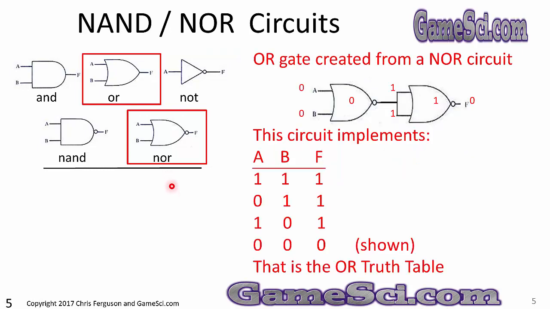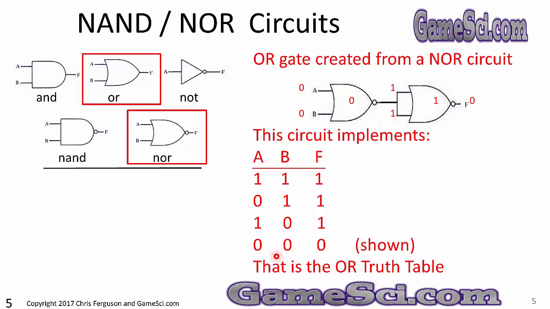The goal here is to build entire circuits out of nothing but NOR gates. Here's an example of building an OR gate out of nothing but NOR gates. Our OR gate created from a NOR circuit. I'm going to put two NOR gates together and tie them up this way and produce the output that an OR gate would create. This circuit implements the OR truth table.